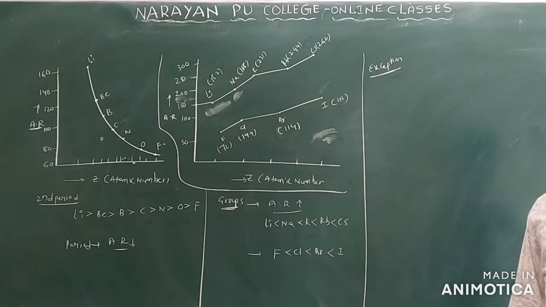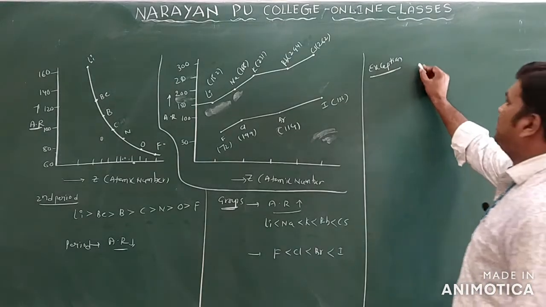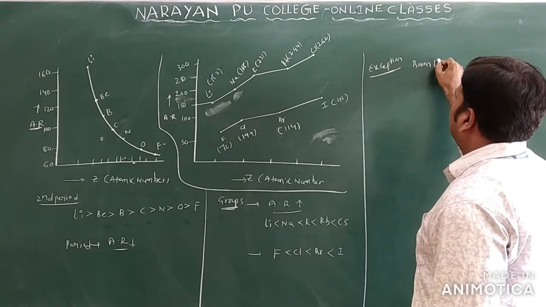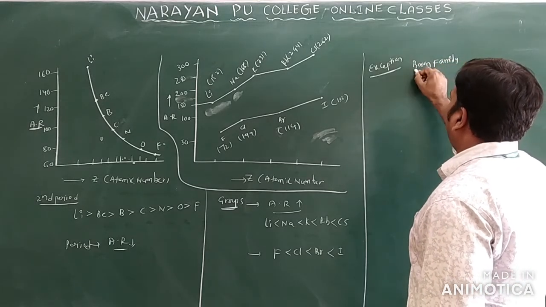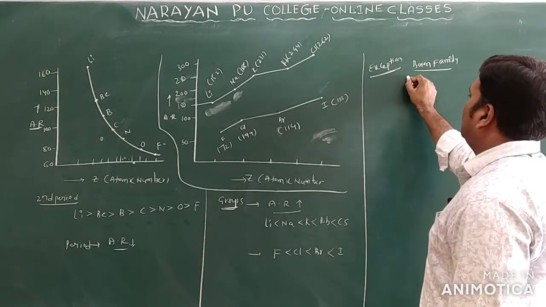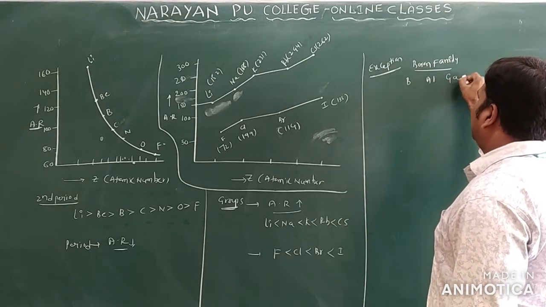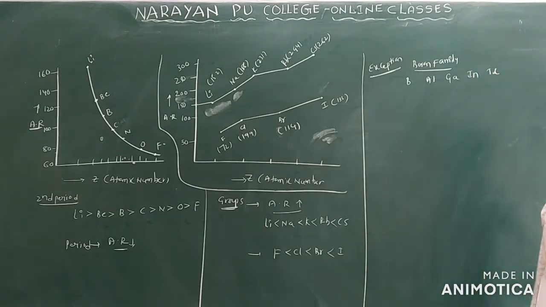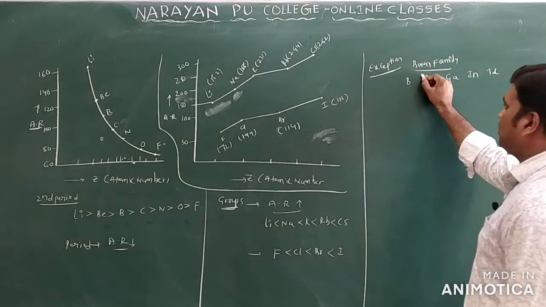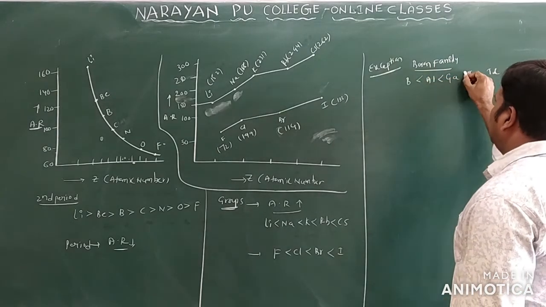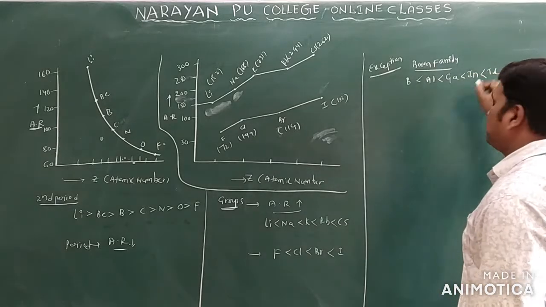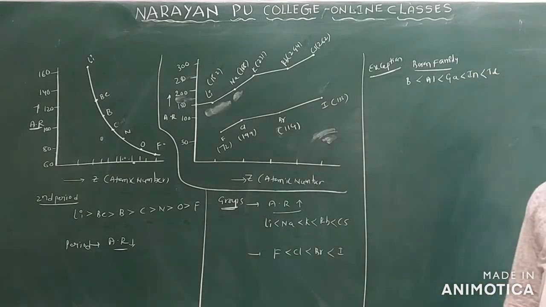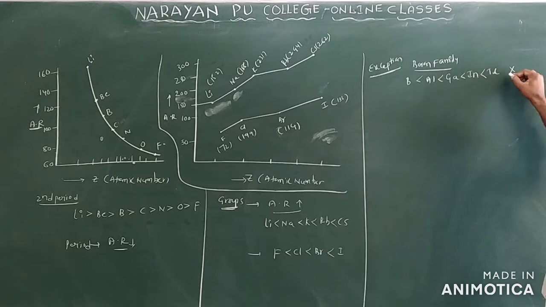Here you will see some exceptions in the case of atomic radius, particularly in the boron family. What are the boron family elements we have? Boron, aluminum, gallium, indium and thallium. Moving from top to bottom, we may expect boron less than aluminum, aluminum less than gallium, gallium less than indium, and indium less than thallium. According to the general concept it is correct, but if you observe the experimental values, this order is wrong.